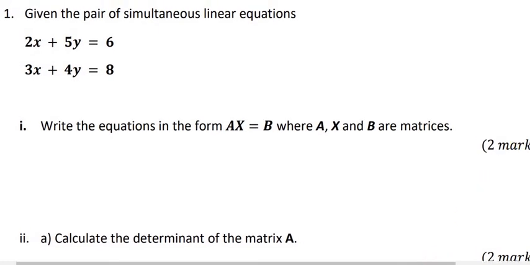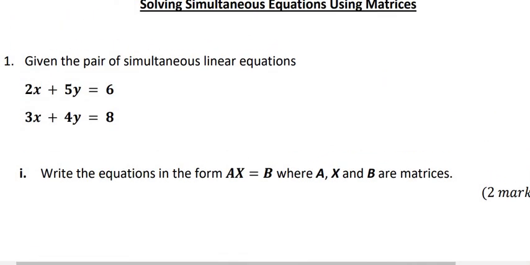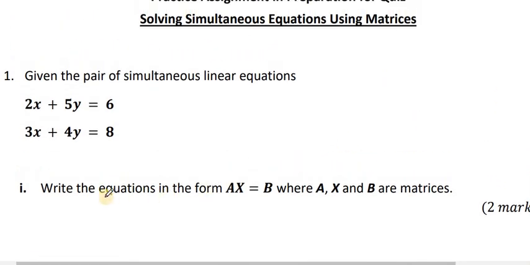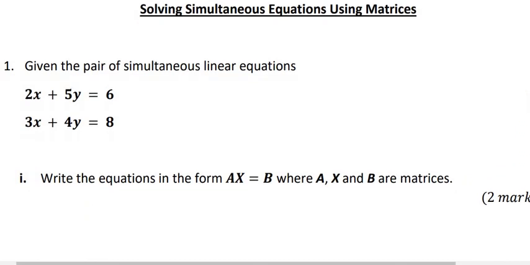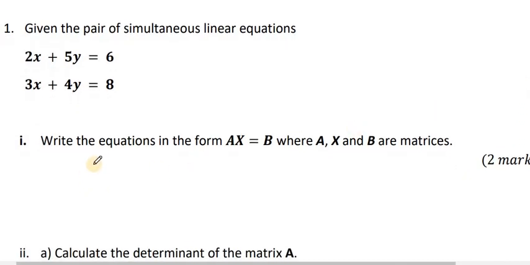So we are given a pair of simultaneous linear equations, and we're asked to write the equations in the form AX equal B, where A, X, and B are matrices. So in other words, they want a matrix equation. And so we do that, we write the coefficient matrix A.